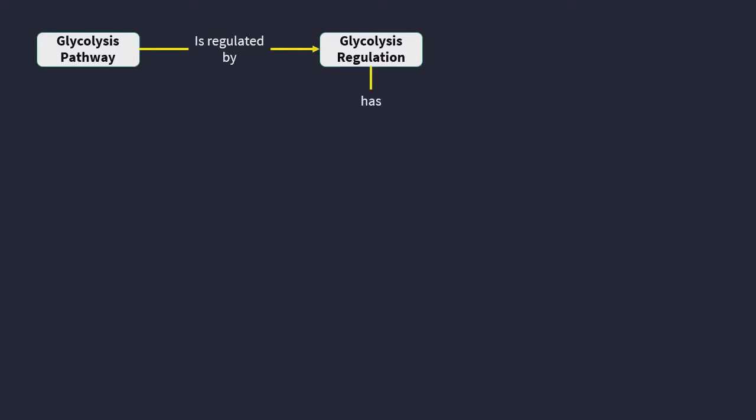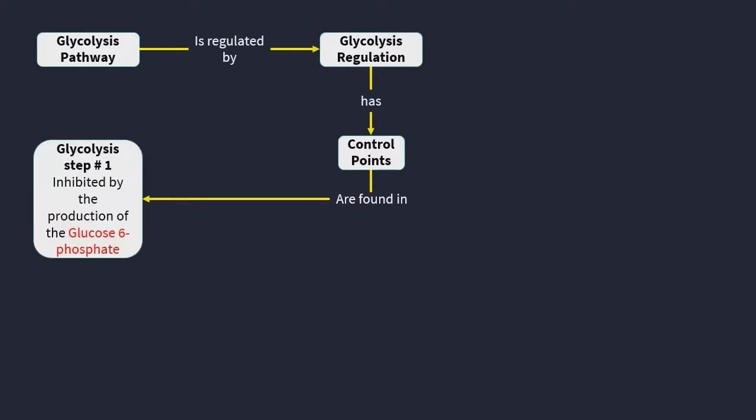Our glycolysis regulation has different control points. We will see the different control points here. The first one is in glycolysis step number 1. This is inhibited by the production of glucose 6-phosphate. If glucose 6-phosphate is already created, then this will inhibit the function of the enzyme called hexokinase, the one that creates glucose 6-phosphate.